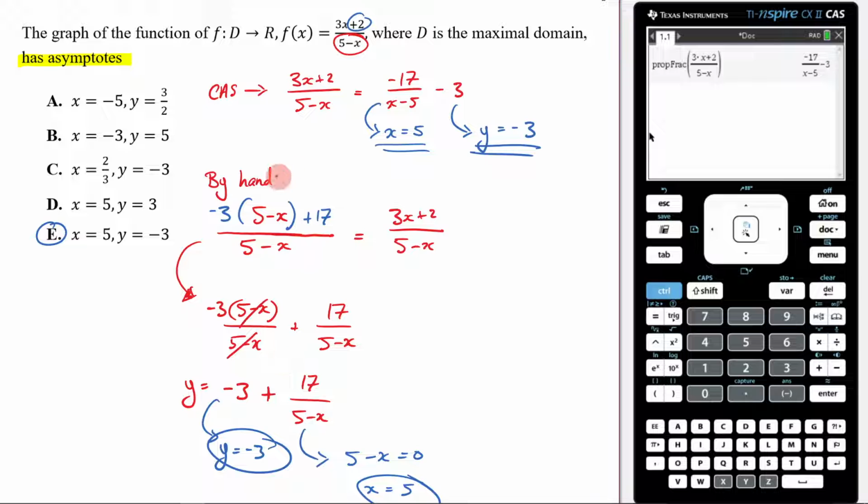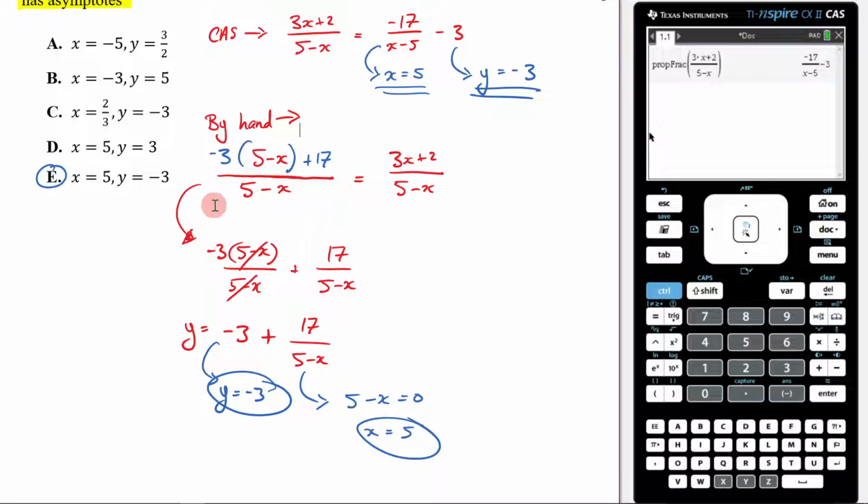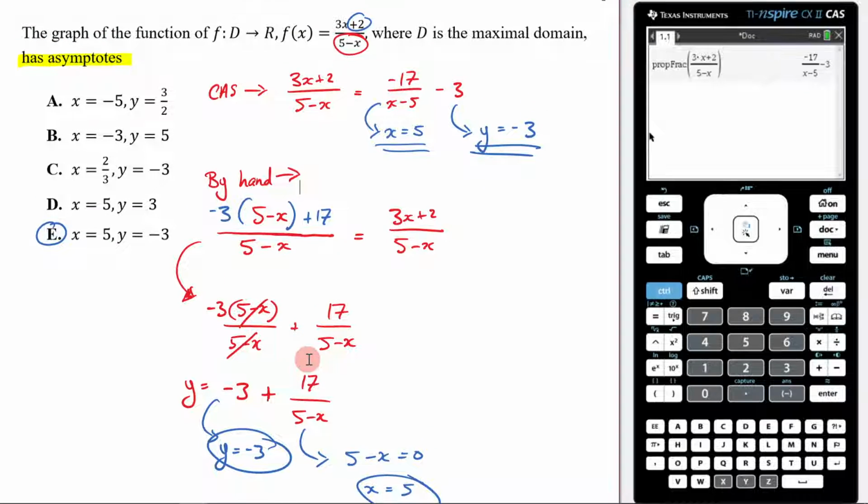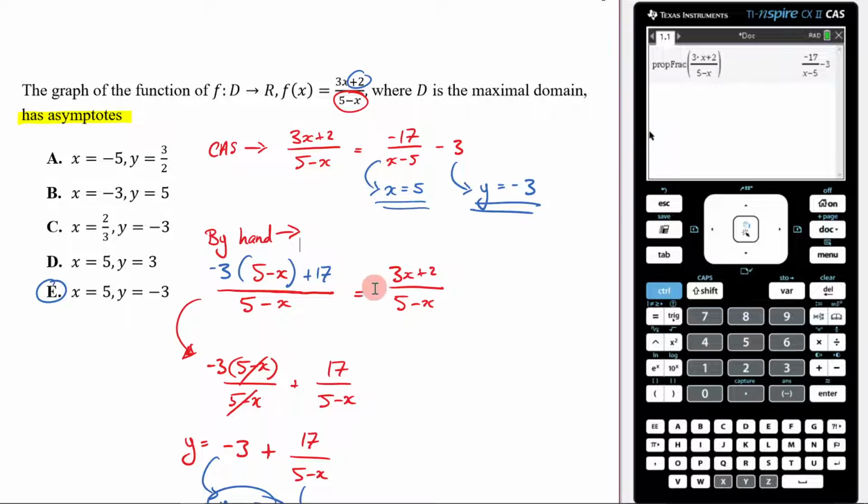So those are the two ways of approaching this question. You can either do it with your CAS, which is the far better way, far quicker, or you could do it by hand, but this is prone to error, and you may make a mistake with it. So I would definitely recommend being able to do this on your CAS calculator.